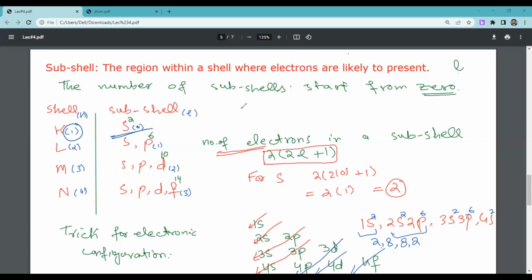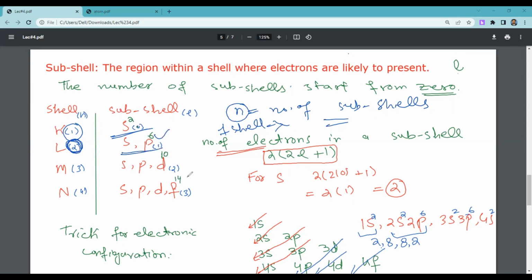Did you notice one thing more, that the shell number and the total number of subshells are the same? It means that n is equal to the number of subshells in an atom also. If an element has one shell, only one subshell is present in it. If it has shell 2, then 2 subshells are present. In shell 3, 3 subshells are present. In shell 4, 4 subshells are present.